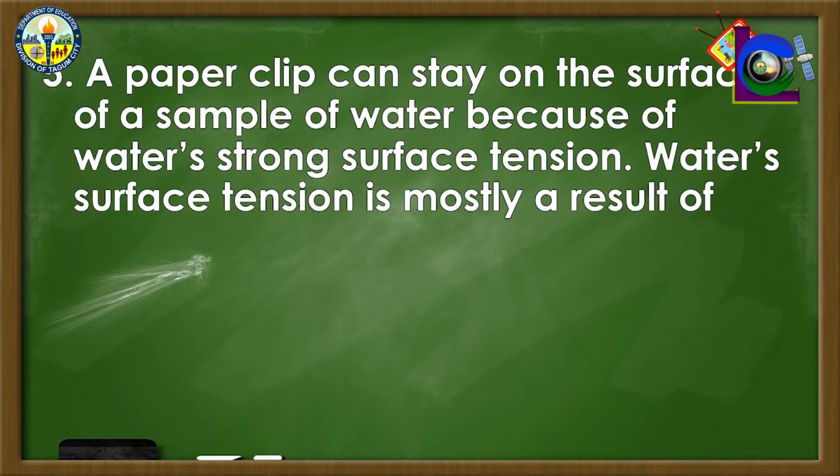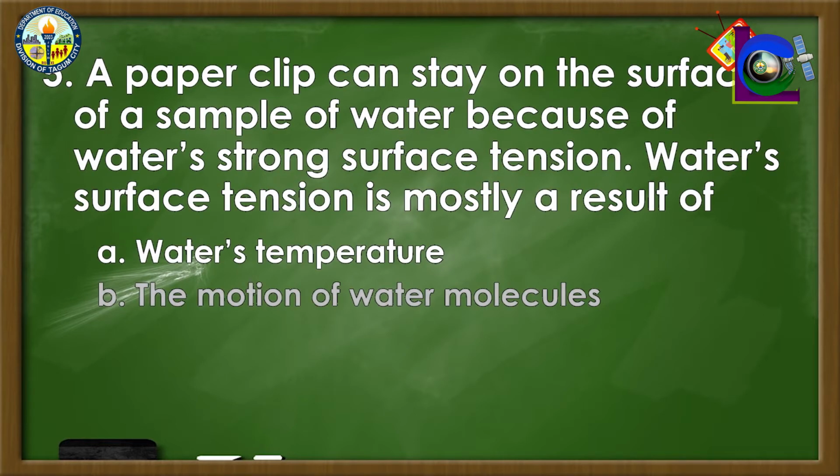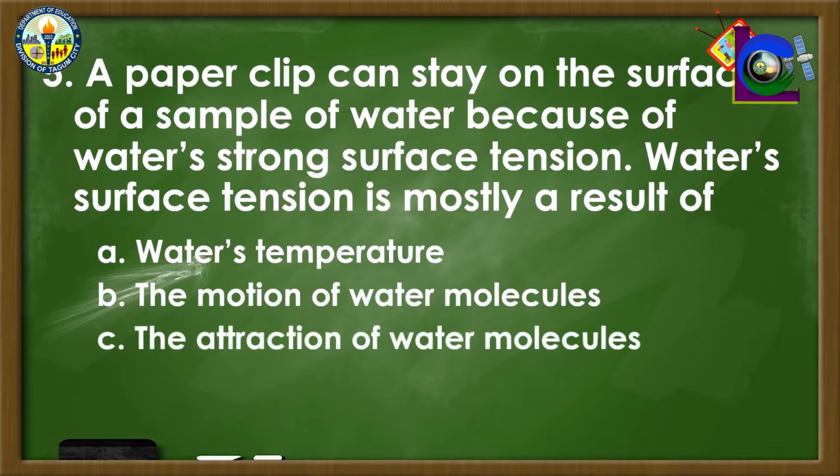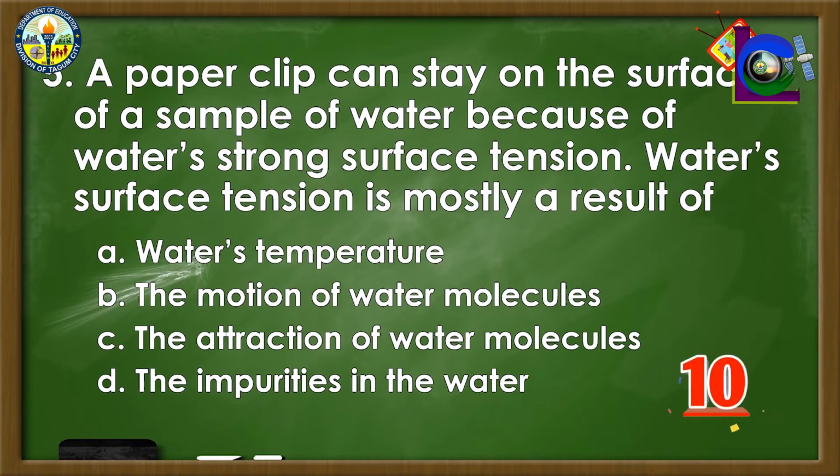Number 5. A paper clip can stay on the surface of a sample of water because of water's strong surface tension. Water's surface tension is mostly a result of A. water's temperature, B. the motion of water molecules, C. the attraction of water molecules, D. the impurities in the water. Cheerio! It's letter C.